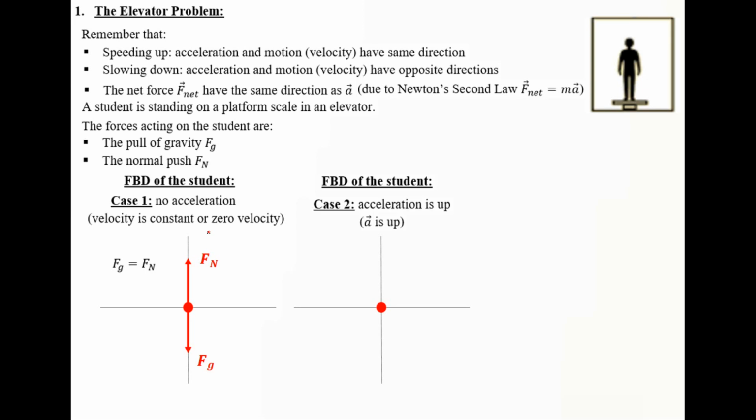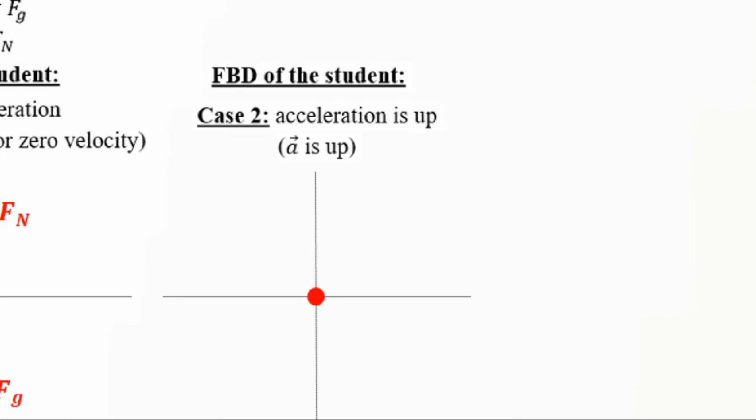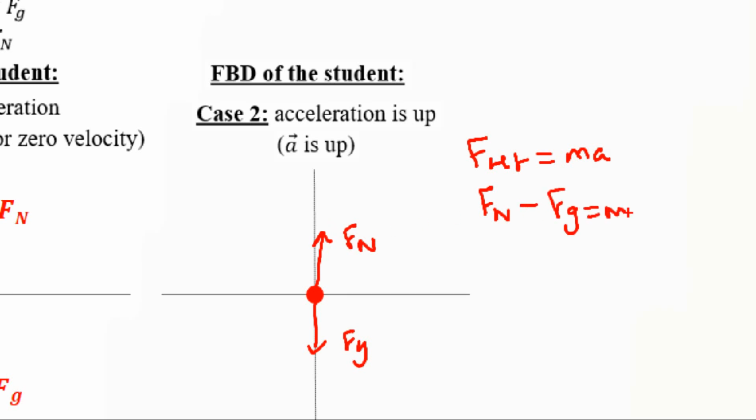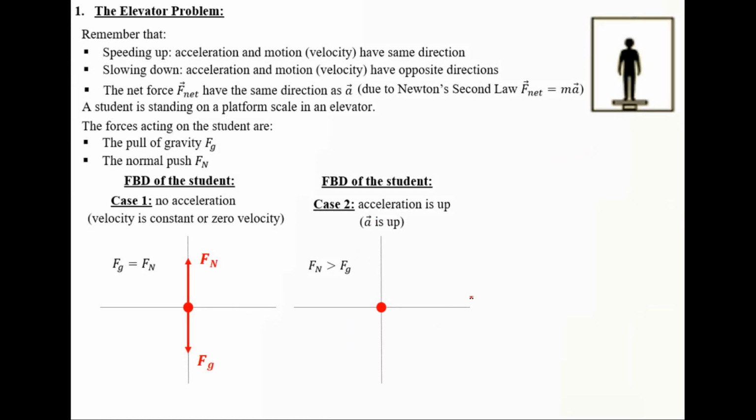Now, case 2, if the acceleration is up, what would happen in this case? We also have the pull of gravity and the normal push, but if you look carefully at Newton's second law, F net is ma. So basically, if the acceleration is up, we have the normal push up and the pull of gravity down. So we would say that Fn, taking up as the positive direction, minus the pull of gravity, is ma, and this is positive, which means that because the acceleration is up, the normal push would be greater than the pull of gravity. Notice that in the FPD I have represented them such that Fn is greater than Fg.